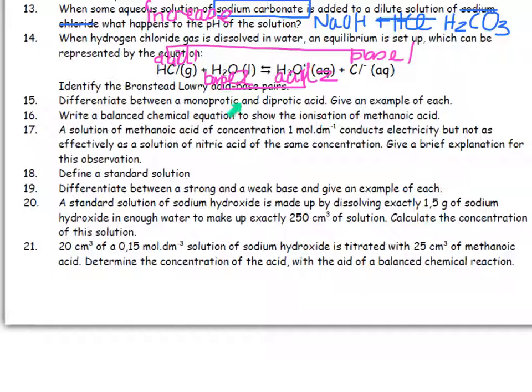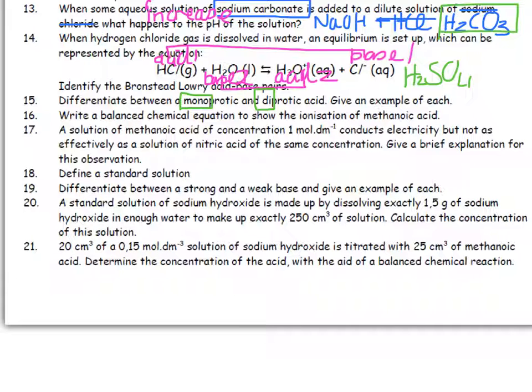Differentiate between a monoprotic and a diprotic acid and give an example of each. Monoprotic means that it has got one proton to donate. An example, HCl. Diprotic means it's got 2 protons to donate, which means something like H2SO4, or if you like, you could have said carbonic acid, which we just worked with a little bit earlier.